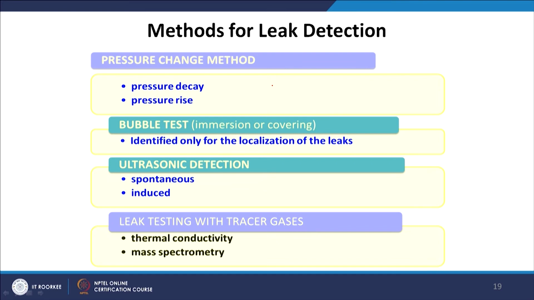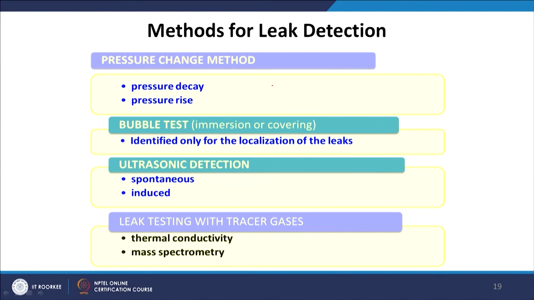Here you look for the pressure decay or the pressure rise. Two things can happen: either the pressure can be reduced or the pressure can be increased. A common test which we use is the bubble test, which is an immersion or covering test used only for the localization of the leaks. So, the bubble test can tell you where the leaks are.